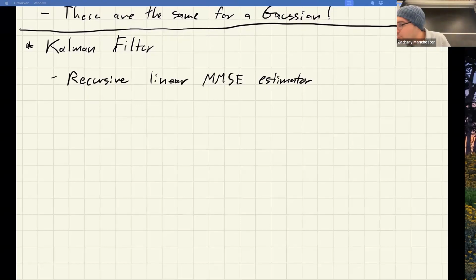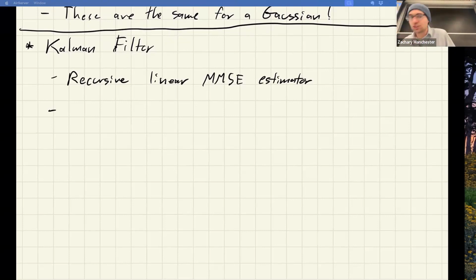Okay, so recursive means that we're going to maintain an estimate, and at each time step, we're going to update that estimate given a new measurement, as opposed to batch, which means taking a whole bunch of measurements at the same time and solving for the whole trajectory at once. If that makes sense. Yeah, cool. So that's what recursive means. It means you update at every time step.